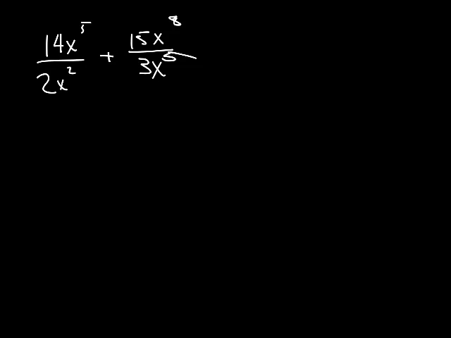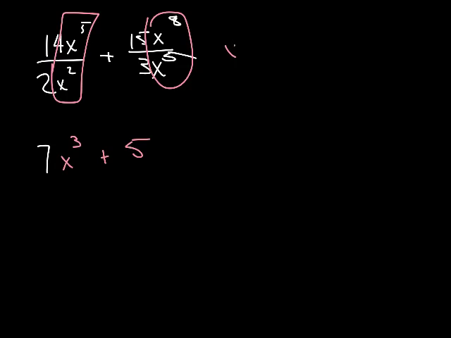Alright, so 14 over 2 reduces to 7. Yay. Alright, and then we look at x to the 5th over x squared, and that reduces to x to the 5 minus 2. Then we look at this here. 15 over 3 reduces to 5. And x to the 8th over x to the 5th is the same as x to the 8 minus 5. So x cubed.